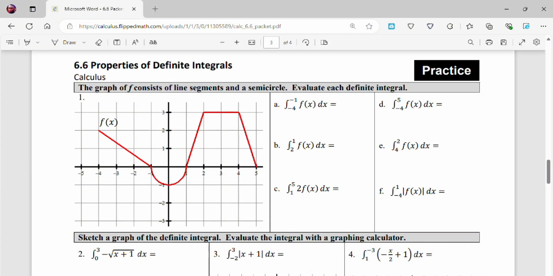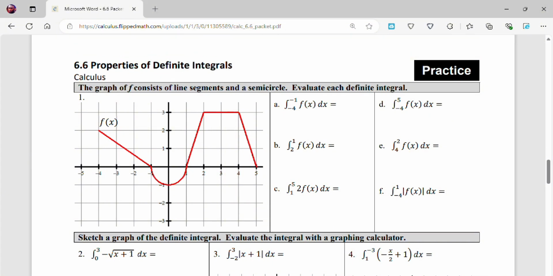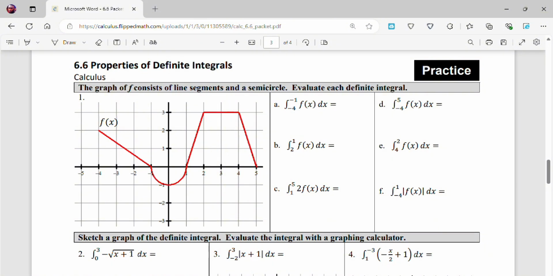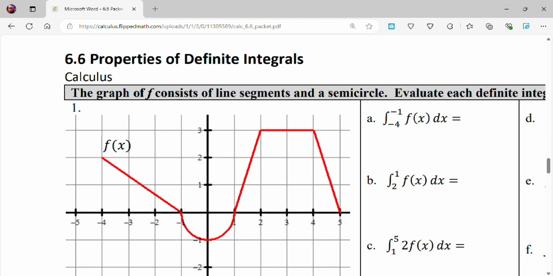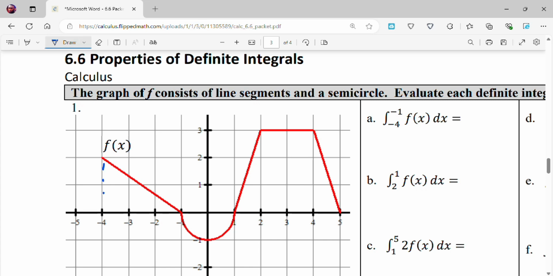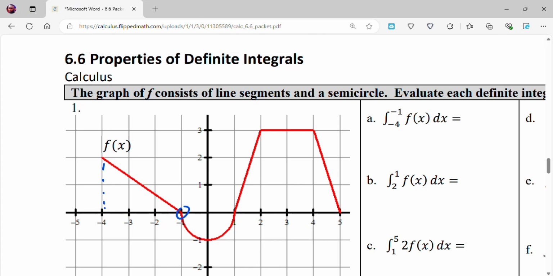Okay, question 1, we have a graph of f consisting of line segments and a semicircle. Evaluate each definite integral. Okay, so let's look at A. So we have the integral from -4 to -1. So we are looking to find the area under the curve from -4 to -1. So from here to right here.